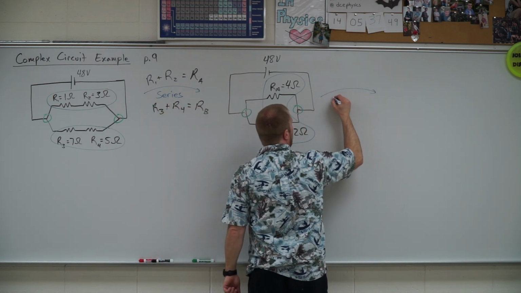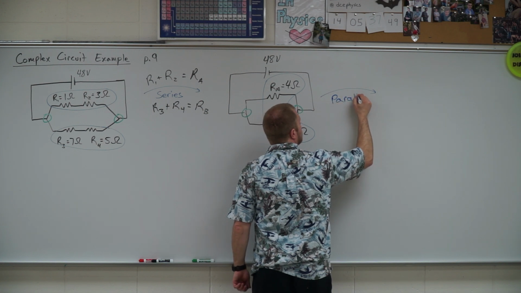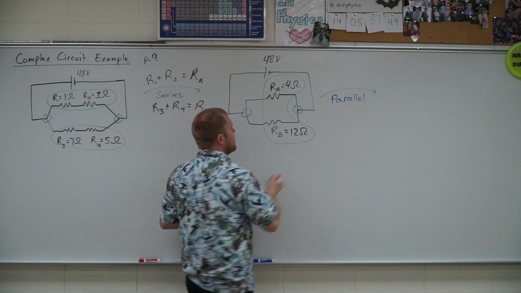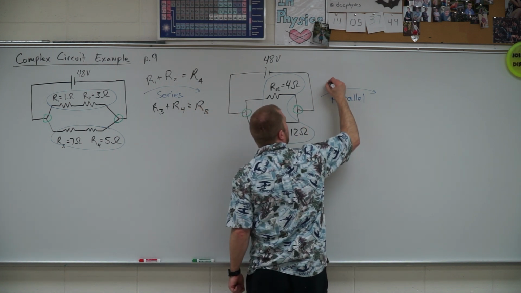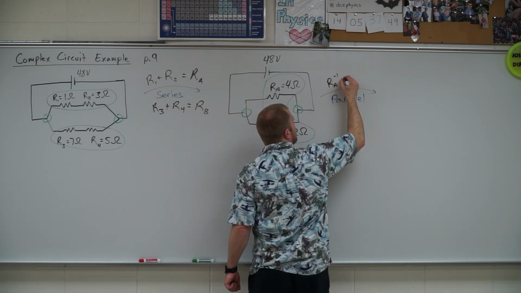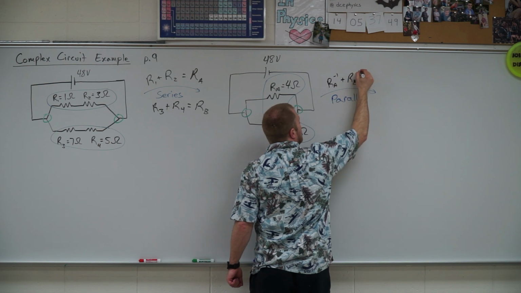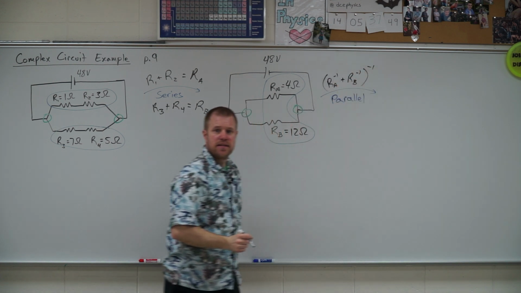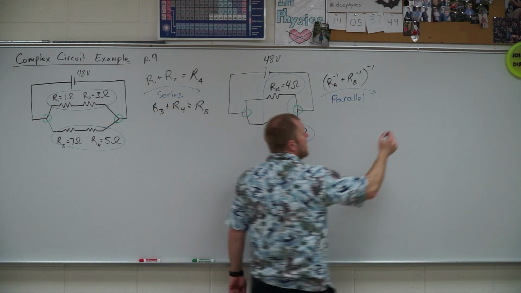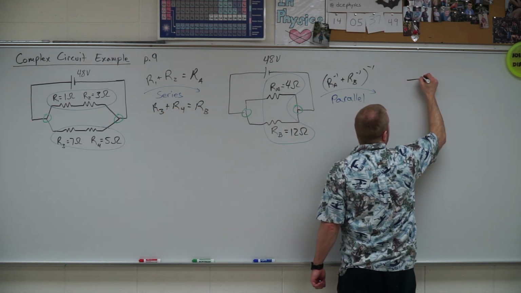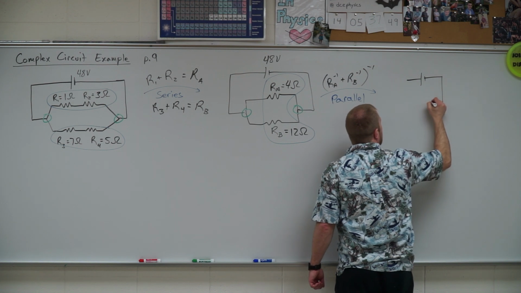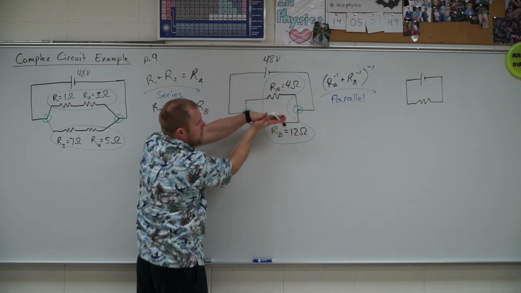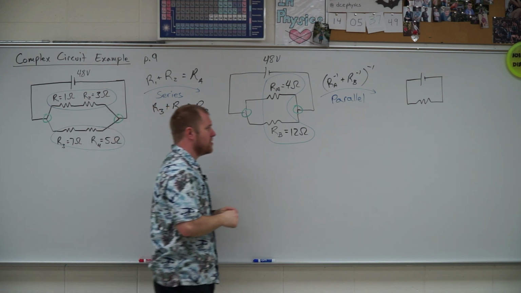And so when I do parallel, this one's that kind of funkier equation where we need to use our inverse key on our calculator. It's going to be RA inverse plus RB inverse, and then inverse that thing. That's how I'm going to get that resistor. And when I redraw that, you'll notice I am down to just a single resistor. I've smooshed those two together into a single resistor.